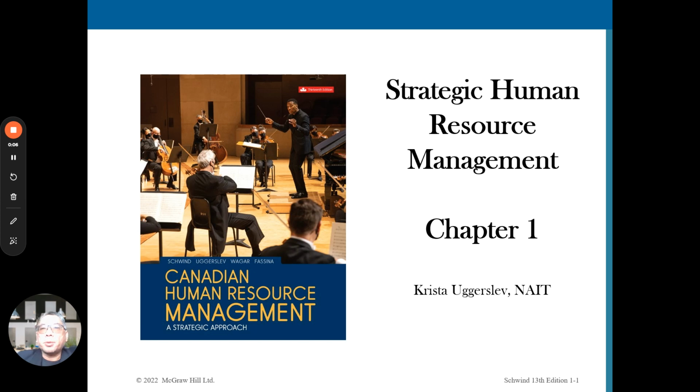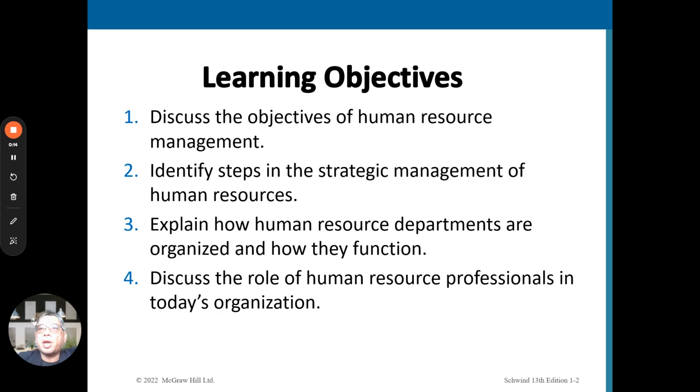We're going to discuss Chapter 1, which is Strategic Human Resource Management. We're going to start with a number of learning objectives. Discuss the objective, identify the steps, explain the human resource department of an organization and its functions, and discuss the role of human resource professionals in today's organizations.